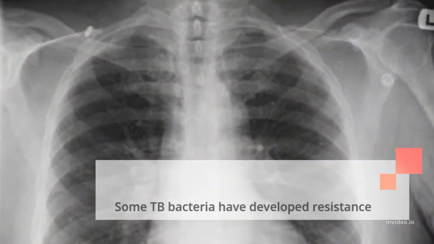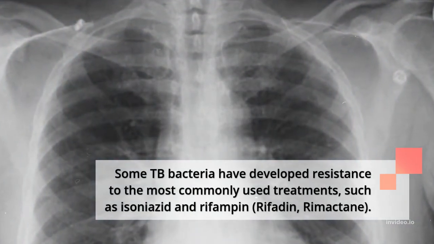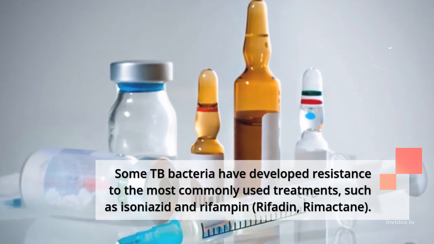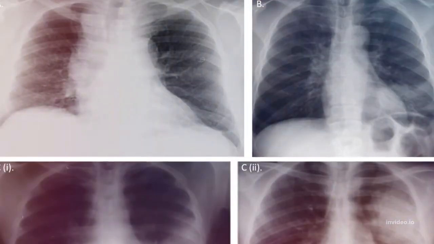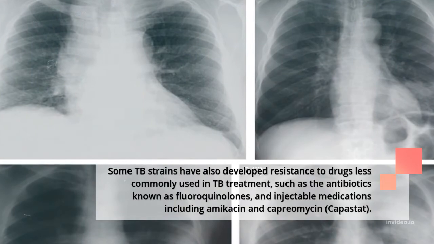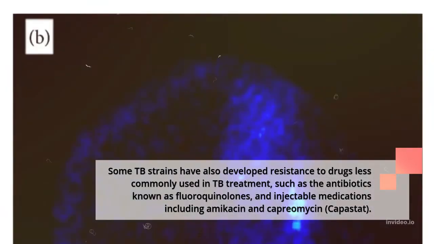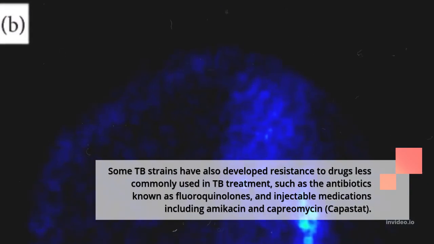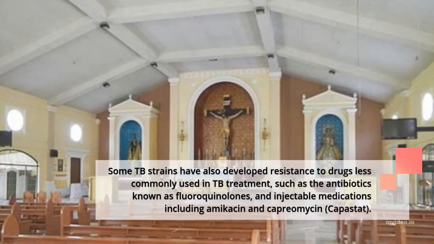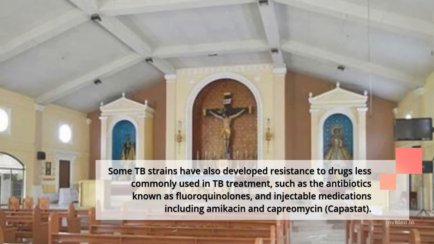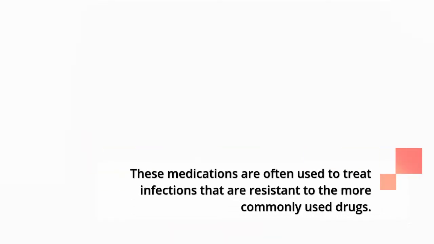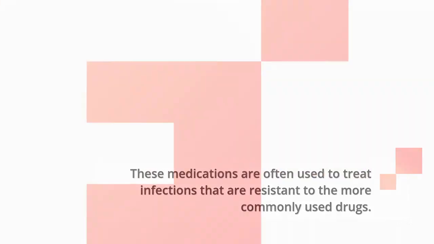Some TB bacteria have developed resistance to the most commonly used treatments, such as isoniazid and rifampin, Rifadin, Rimactane. Some TB strains have also developed resistance to drugs less commonly used in TB treatment, such as the antibiotics known as fluoroquinolones, and injectable medications including amikacin and capreomycin, Capastat. These medications are often used to treat infections that are resistant to the more commonly used drugs.